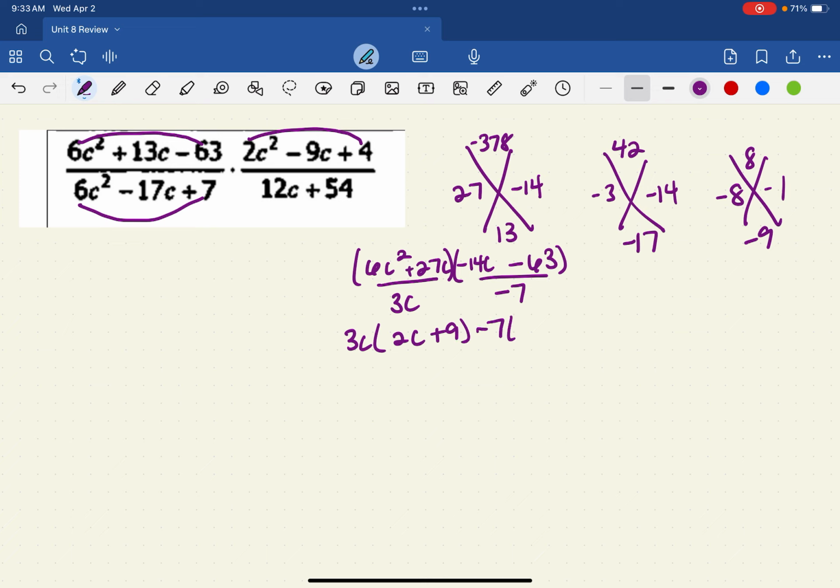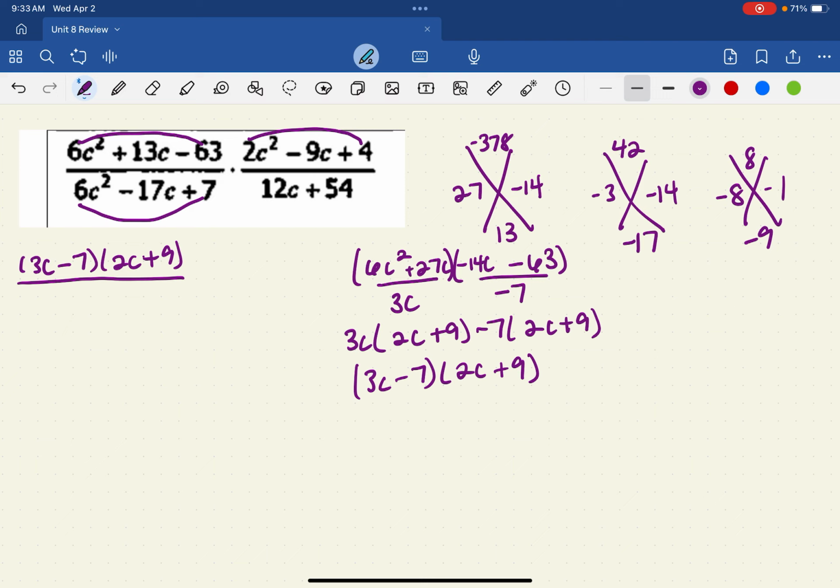Negative 14c divided by negative 7 is positive 2. Negative 63 divided by negative 7 would be 2c, and then positive 9. So 3c minus 7 and 2c plus 9. Okay, so that is actually going on top. So 3c minus 7, 2c plus 9.